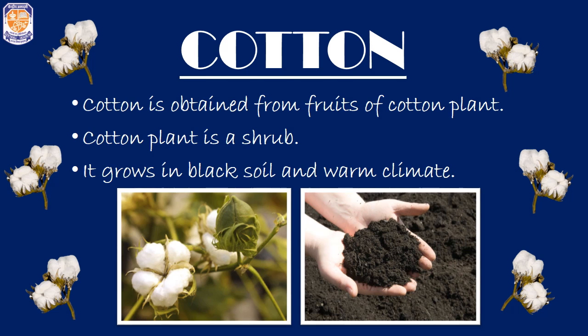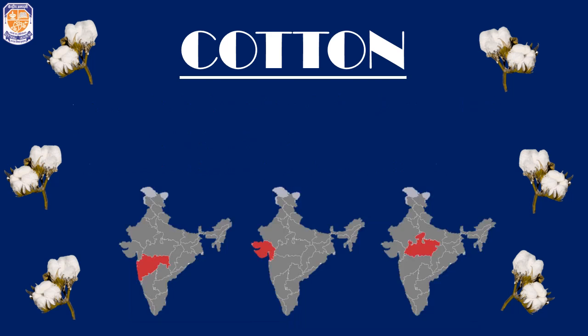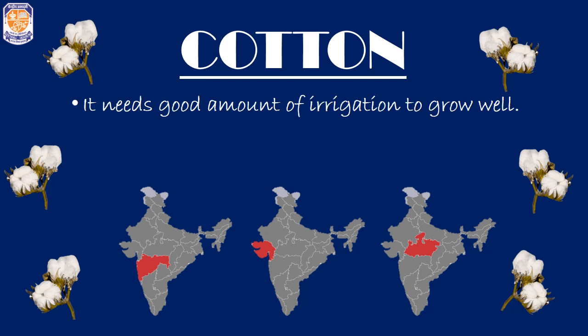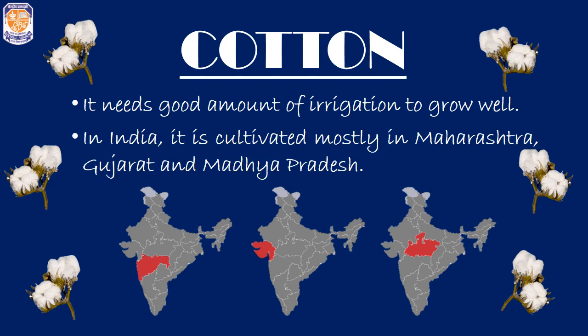So there are different types of soils that are present around us. So the cotton prefers black soil for its growth. So cotton needs good amount of irrigation to grow well. Irrigation means good amount of water for its growth is required by cotton. So in India, it is cultivated mostly in 3 states, that are Maharashtra, Gujarat and Madhya Pradesh.